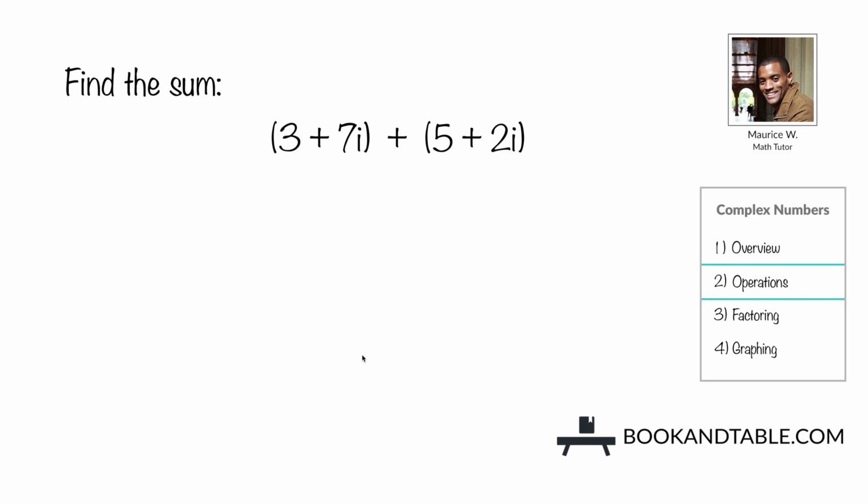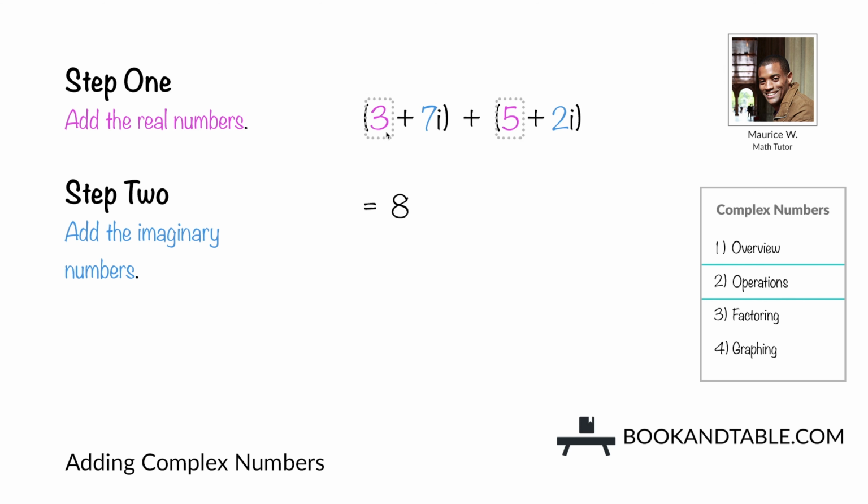So let's say you're asked to find the sum of 3 plus 7i plus 5 plus 2i. Step 1, add the real numbers. So the real number in the first complex number is 3, and the real number in the second complex number is 5. So we add those together. 3 plus 5 would give us 8.